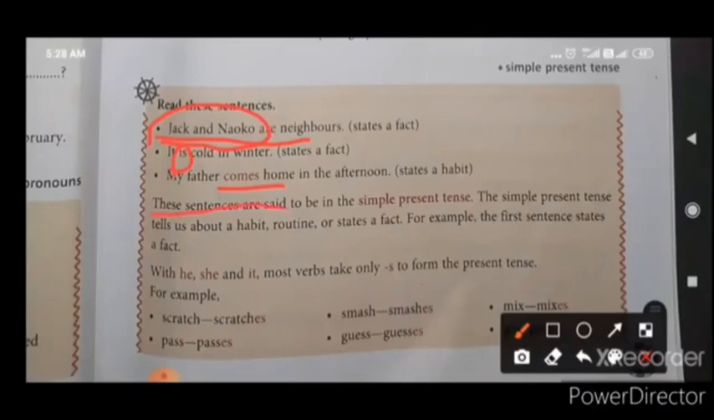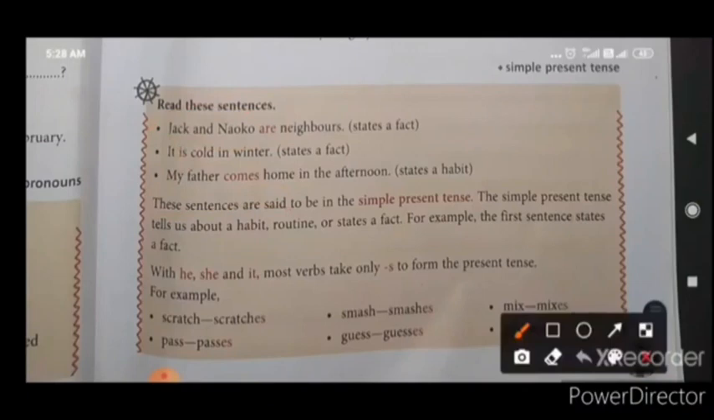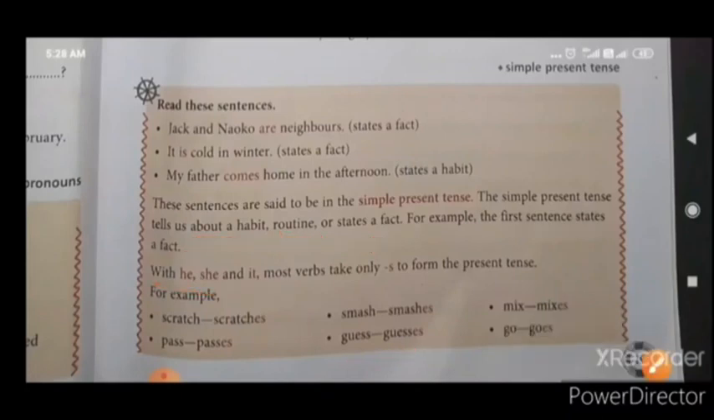These sentences are said to be in the simple present tense. The simple present tense tells us about a habit, routine, or states a fact. For example, the first sentence states a fact. Yes, it's true. With he, she, it, most verbs take only s to form the present tense. For example, scratch, scratches, pause, pauses, smash, smashes, guess, guesses, mix, mixes, go, goes.